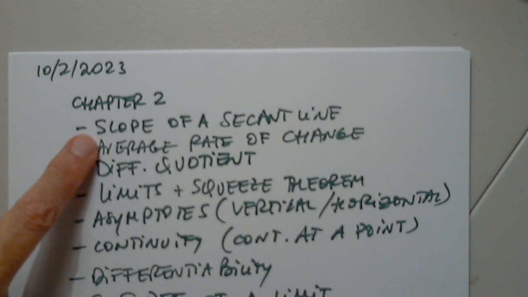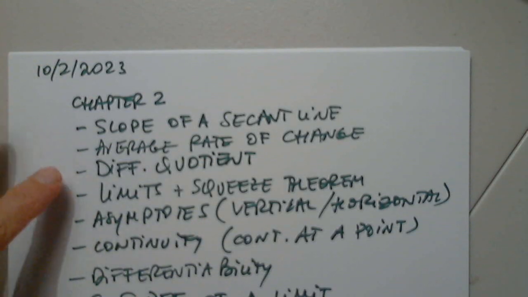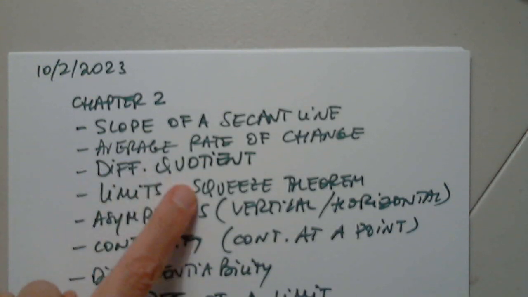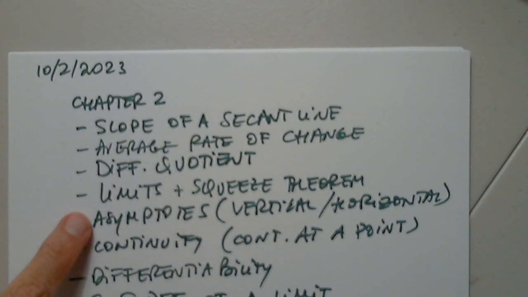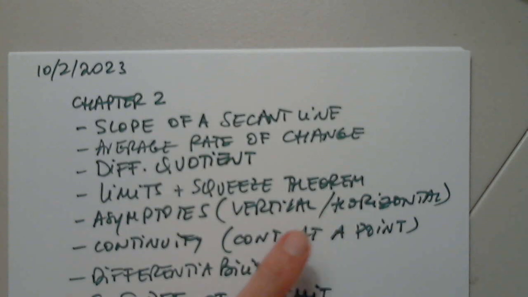The slope of a secant line. This is algebra. The average rate of change, also algebra. The difference quotient, also algebra. Limits. This is something we studied in this class. And the squeeze theorem. Asymptotes, vertical and horizontal. We did not talk about slant yet.